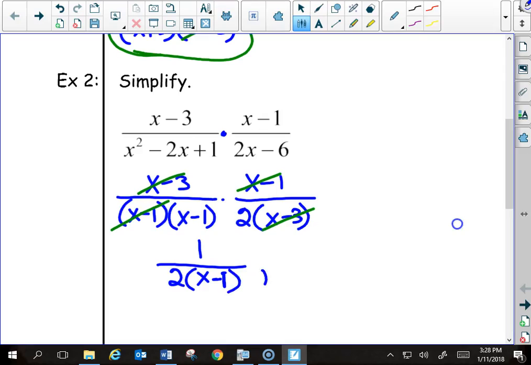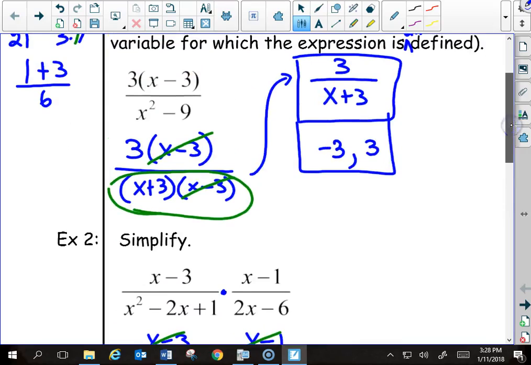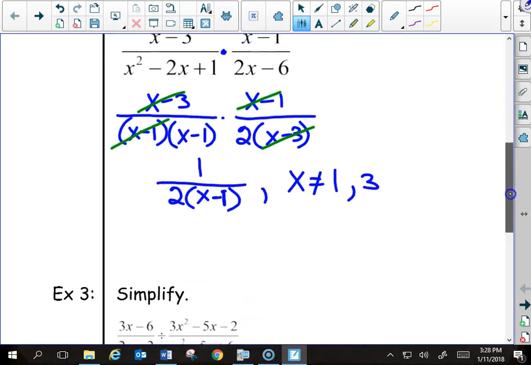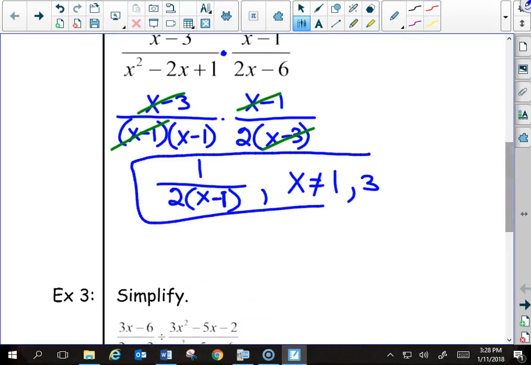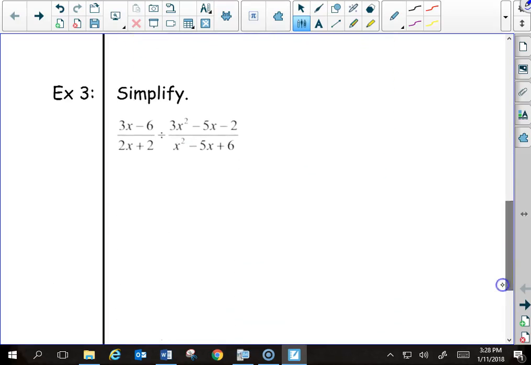And the places where this original expression is undefined is going to be x can't be equal to positive 1 and 3. Let me see if I wrote that. Yeah, I'm going to go back and write this. X can't be equal to those two values. I'll tell you though, pay attention to what exactly the quiz questions are asking, because they don't always ask you to state where it's undefined. Sometimes they just ask you to reduce.